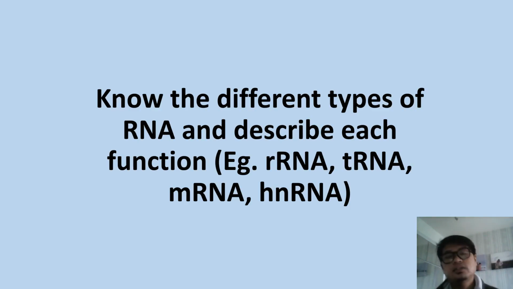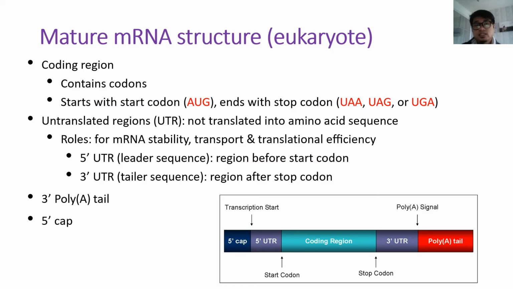Now you need to know the different types of RNA, and you should be able to describe each function, for example the rRNA, tRNA, mRNA, and hnRNA. All right, this slide just shows what the mature mRNA structure is. The mRNA structure is found in eukaryotes, because there is no mRNA in prokaryotes.